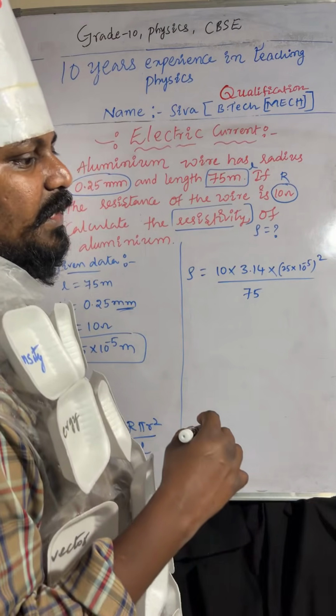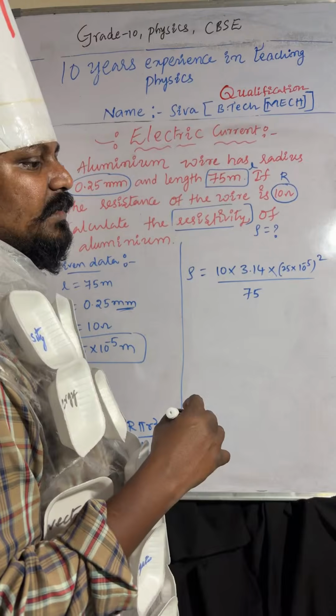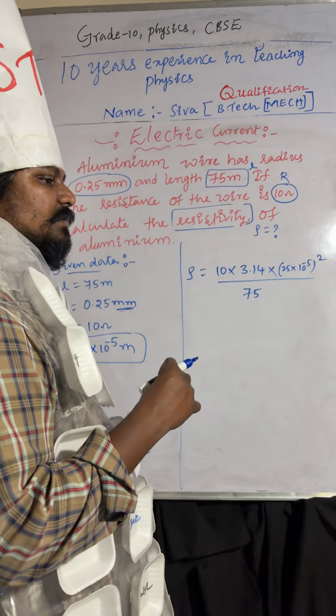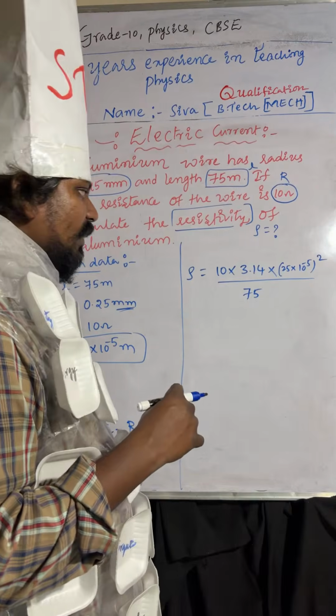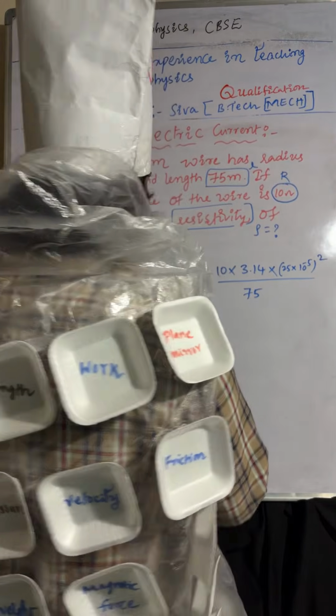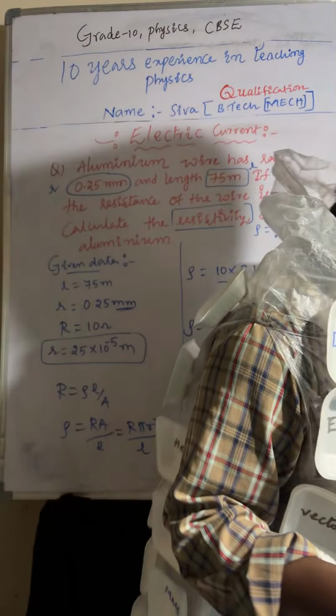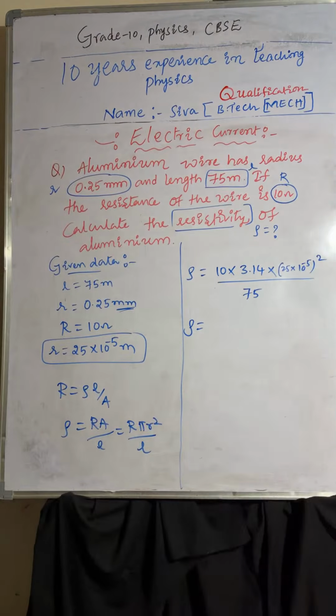If you do this, you'll get the answer 2.61 into 10 power minus 6, or 10 power minus 8? How much will you get as the answer? So, the rho value. Anyone knows the answer? Let me know. Just check first. So the answer is 2.61 into 10 power minus 8 ohm meter.